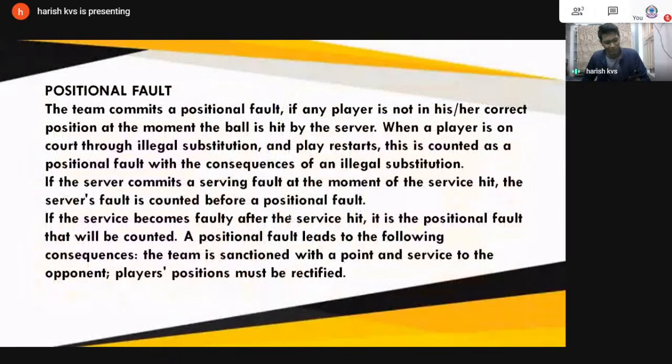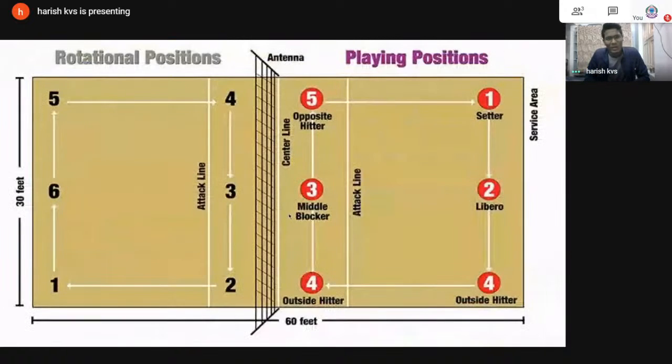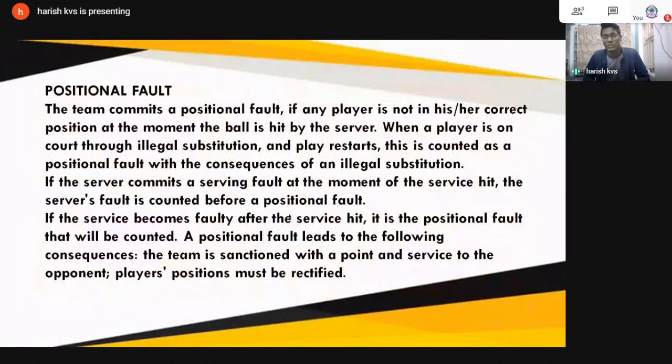So what is a positional fault? The team commits a positional fault if any player is not in his or her correct position at the moment the ball is hit by the server. Let us get back again to the presentation. In the rotational position, everyone needs to follow this kind of rotational position, and the rotational positions are keenly observed by the officials. If any player does not get back into the rotational position properly, then a positional fault is committed by the team or the player.